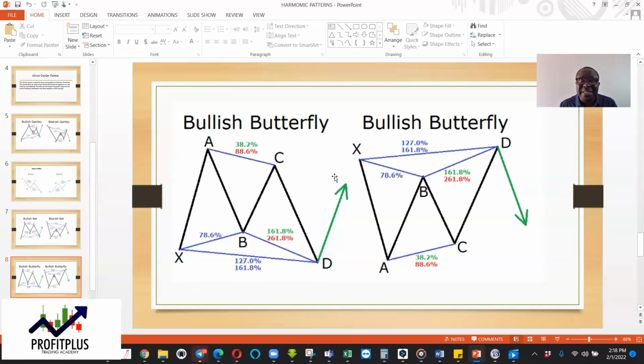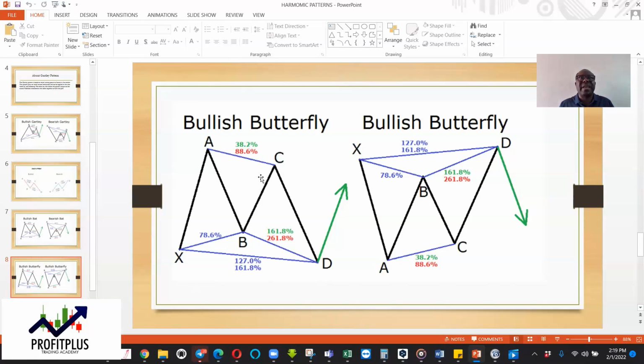This time, 78.6%. So price moves up and almost returns. It almost closes down on that initial move, 78.6% at point B here. And it moves back up between 38.2 and 88.6%, not exactly at the same level as A. So you need to follow this again. And then from C, it drops back down, deeper and lower this time than where it started.